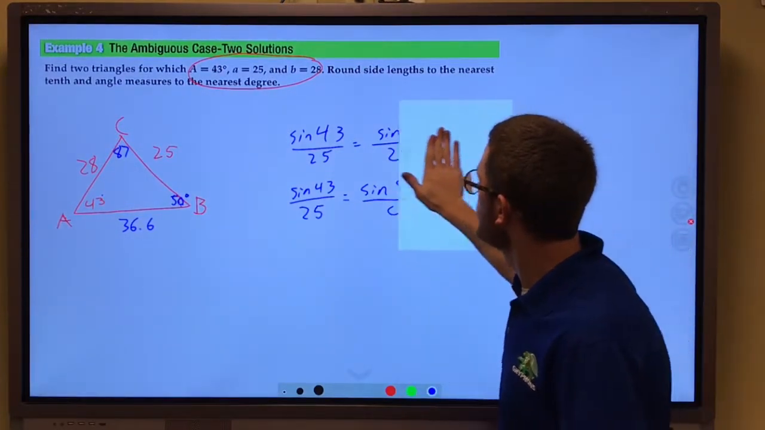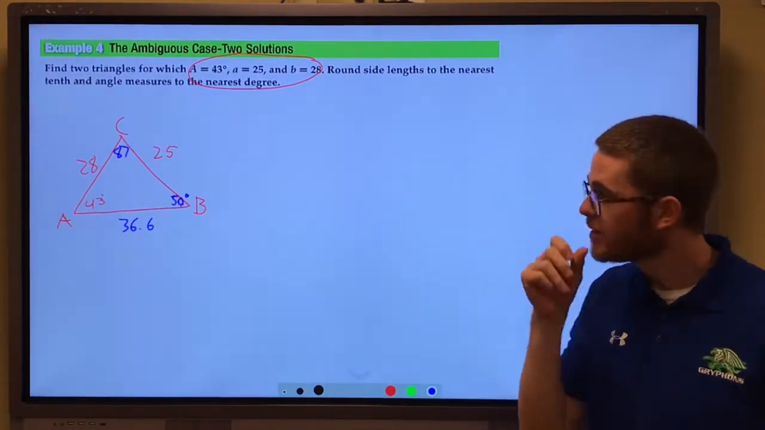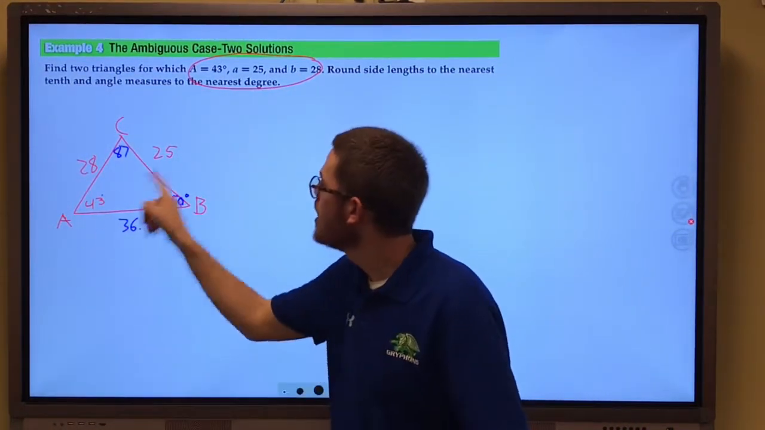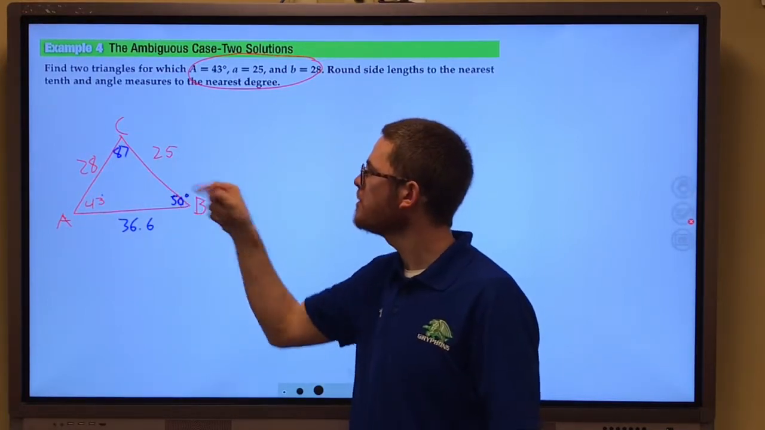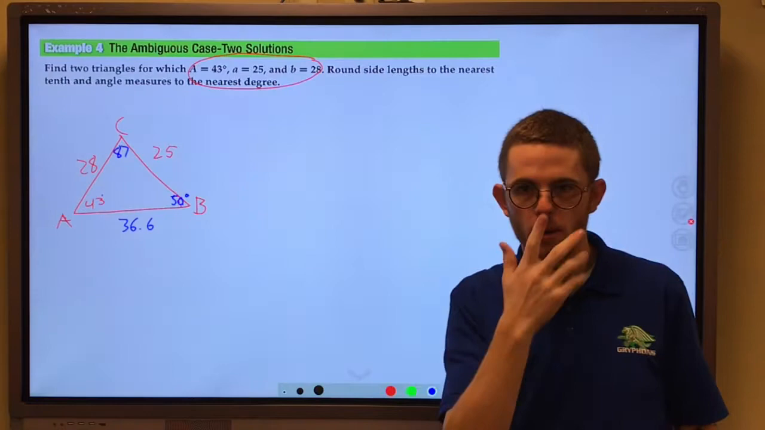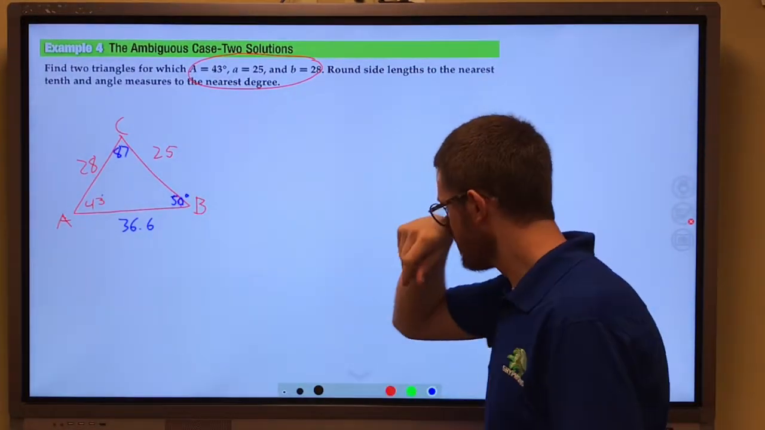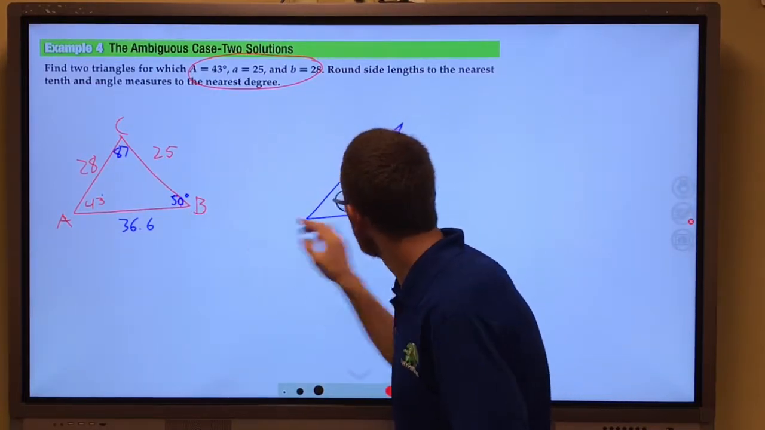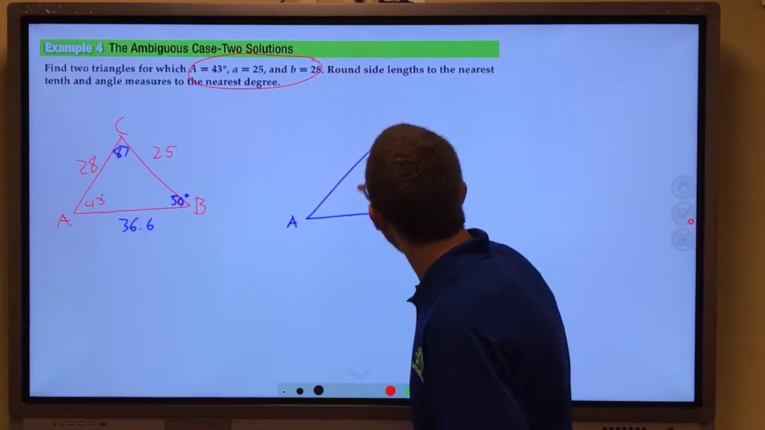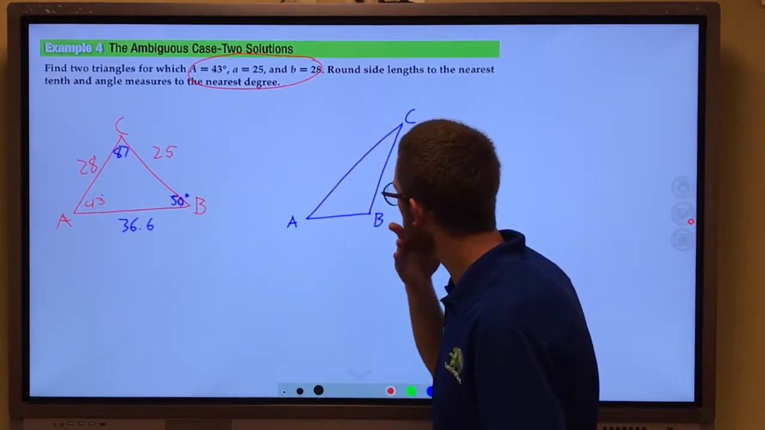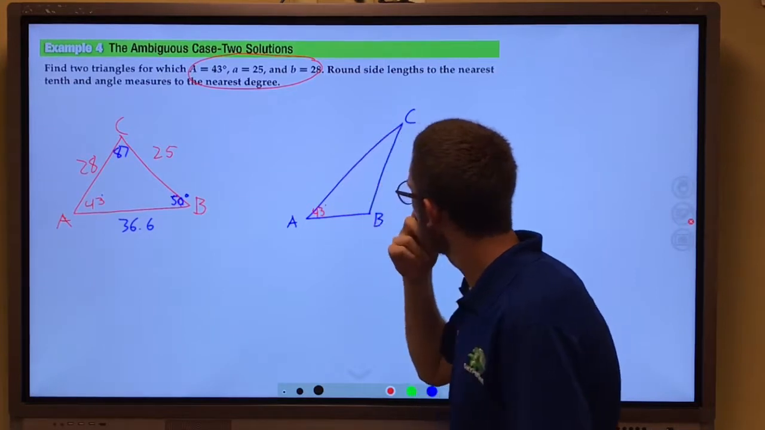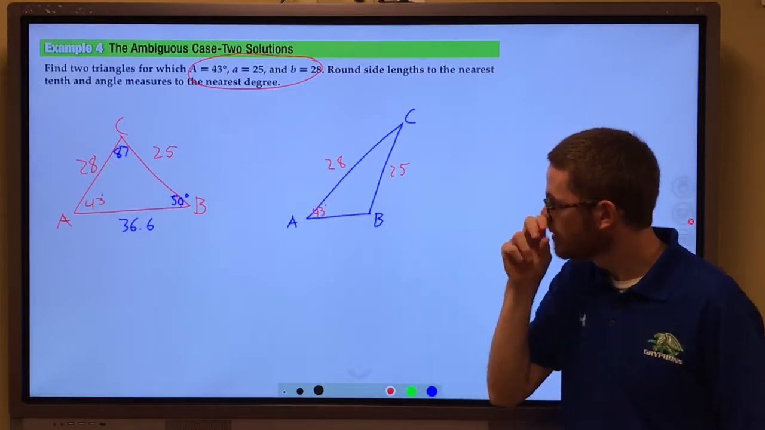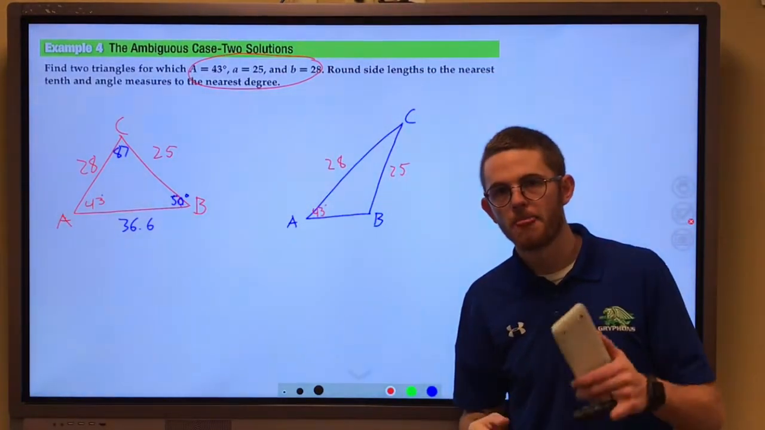All right, now I'm going to erase this work. I'm going to keep that triangle up there because here's the other possible thing. Remember the situation. We start with an acute angle, and the side we knew that was opposite our acute angle was smaller than the other one. And we got a solution for this. Well, the other triangle that's possible is that angle B could actually be obtuse. So same situation, A is still 43. We got 25 here, we have 28 over here. Well, B could be obtuse.